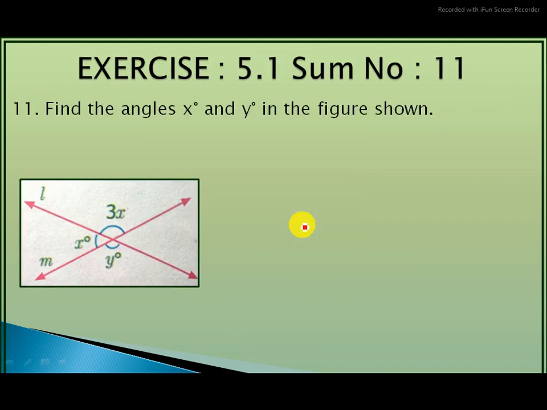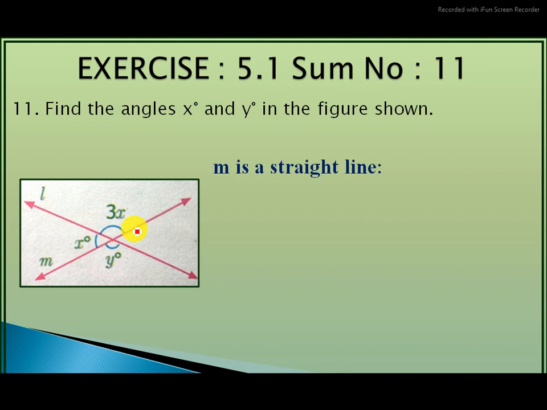Find the angle x and y in the figure given. So we know that line l and line m intersect each other at a point. So here 3x and y are vertically opposite angles and they are equal. Similarly, x and 3x are a linear pair of angles on line m. X and 3x add up to 180 degrees because it is a straight angle as well as they are linear adjacent angles.